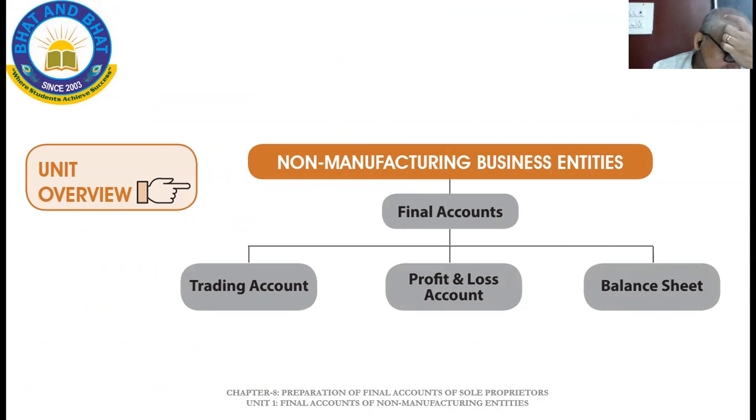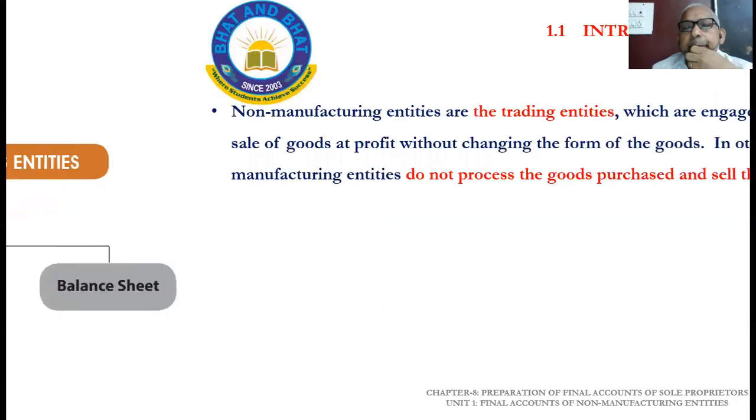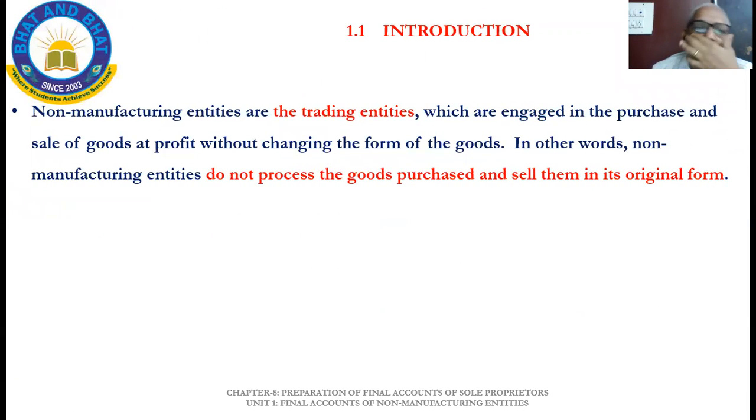In the non-manufacturing system of accounting, it is called final accounts. Final accounts consist of trading, profit and loss account and balance sheet. Now, trading entities, as I told you, buy goods with the intention to sell off those goods and make profit. That is trading. They will not process any goods. They will simply bring it and sell it off. Whereas manufacturing, they will process the goods, turn them into a finished product and sell them.